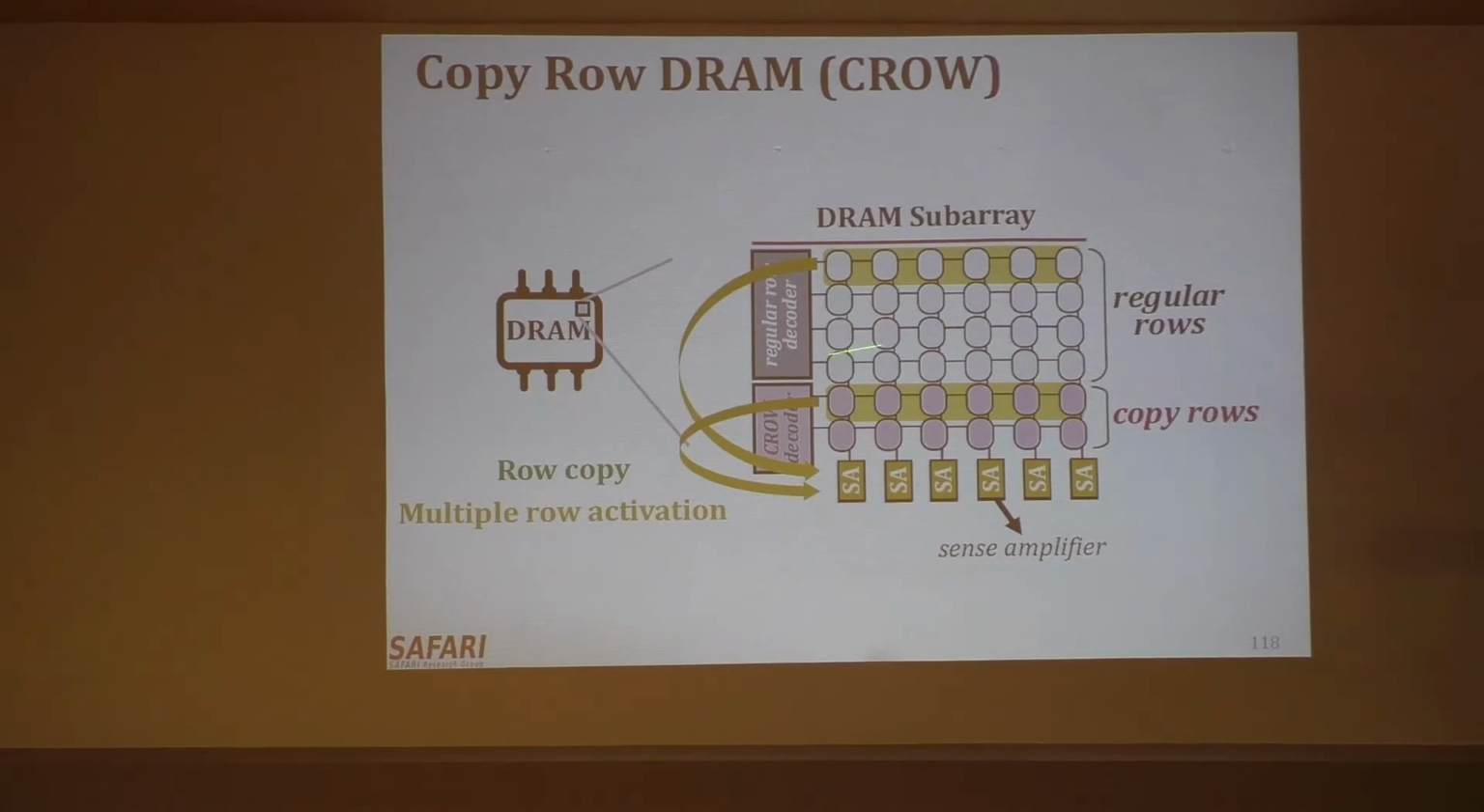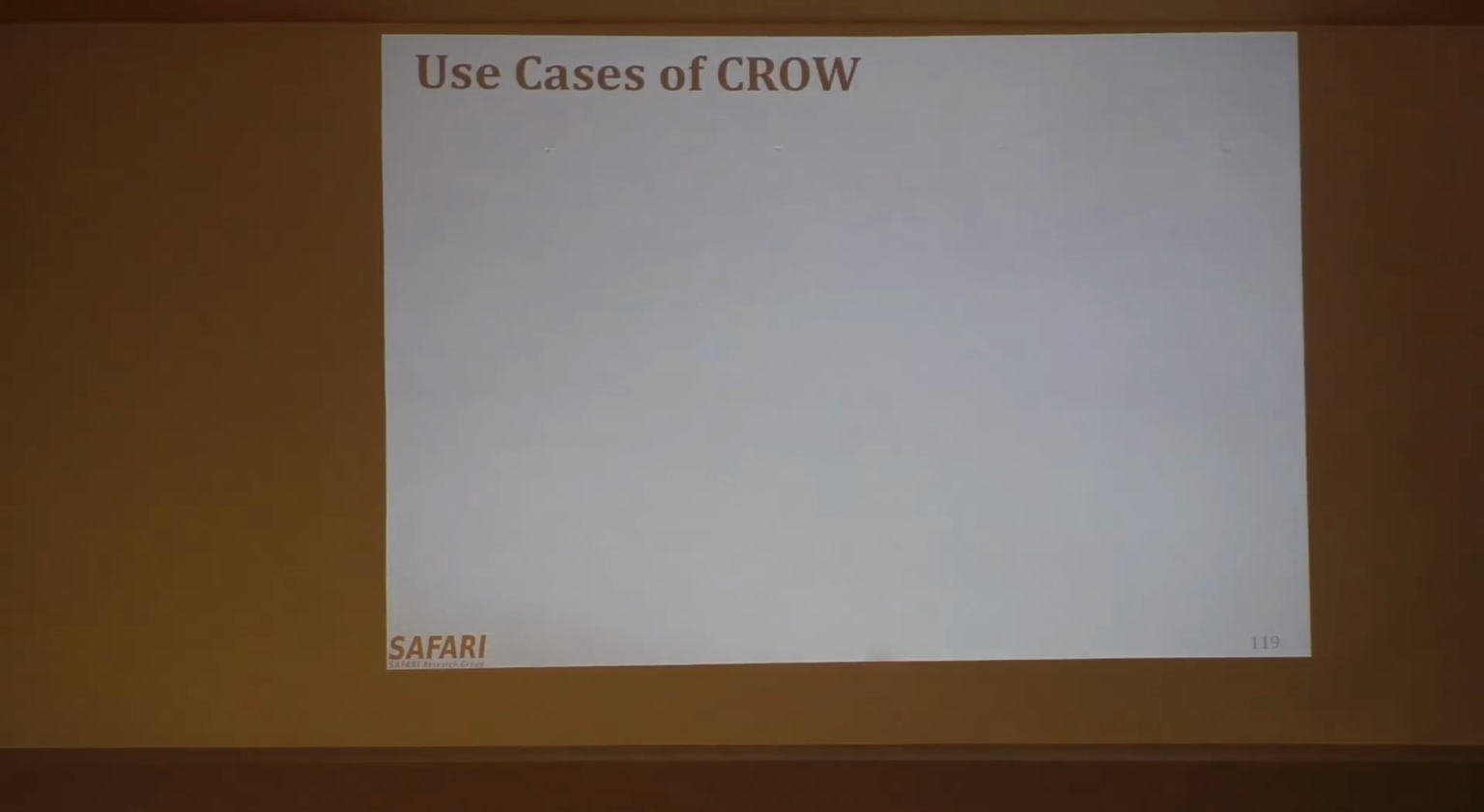Now if you do that, because you have the same content, you have a lot more charge driving the sense amplifier, so the activation is much faster. That's the idea. This is dual row activation in this case, but the idea is more generalizable. Of course, dual row activation is simpler to implement than triple row activation. So that's the idea over here.